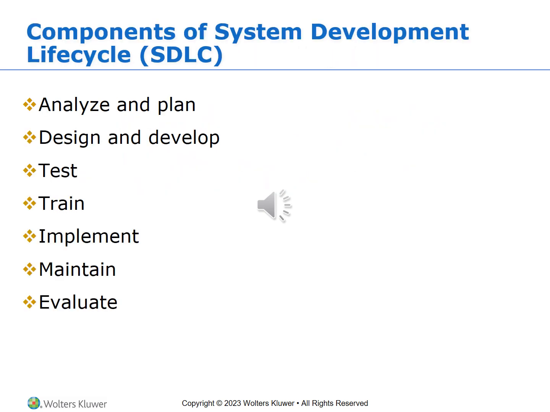Components of the system development lifecycle begin on page 554 at the very bottom. It is a fundamental framework for nursing informatics in any care setting. And so each of these bullets is explained in detail between pages 555 and 557. The different components include analyze and plan, design and develop, test, train, implement, maintain, and evaluate.